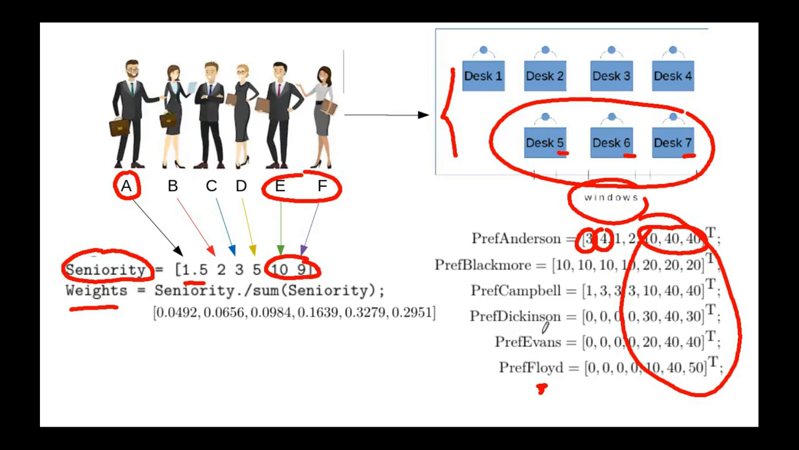So the preferences for Evans and Floyd will be taken into account in a greater value than the others, okay? Because here I will use the seniority as weights. As you can see here, I divide, okay? It's an element-wise division, so that means that seniority will be divided by the sum of all the elements in seniority in order to find some kind of a percentage, okay? And as you can see here, the highest values, obviously because of that, are the values for the weights of Evans and Floyd.